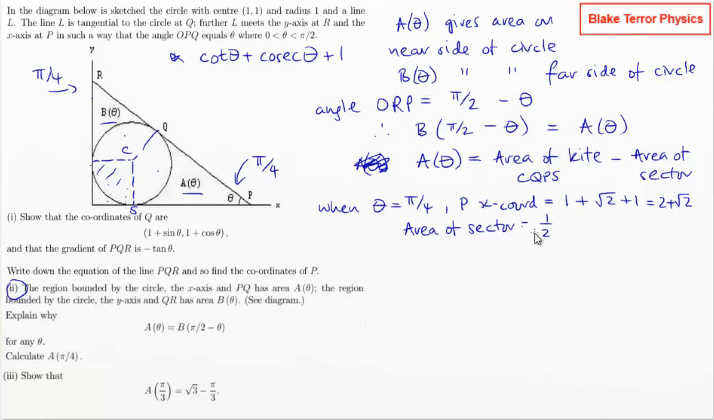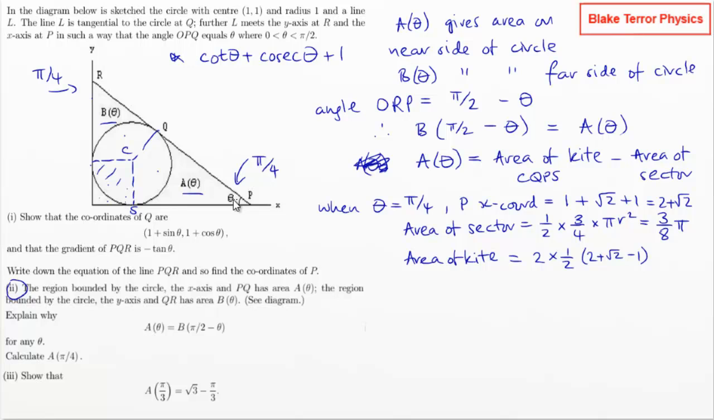So we need a half times 3/4 times pi r squared, and r is 1. So that is just going to end up to be 3/8 of pi. So that is the area of the sector. The area of the kite is going to be equal to 2 lots of this triangle. So 2 lots of half base times height. Now the base is 2 plus root 2 minus 1.